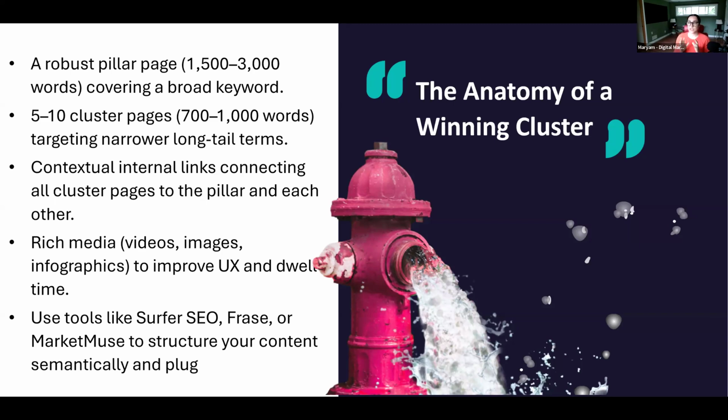The easiest platform you can use is Canva. Canva has this amazing AI feature that you can tell what you want your infographic to be about, give it your branding, your color set and your logo, and it will create a beautiful infographic for you. You can also use tools to create this content, basically breakdowns like Surfer SEO or Frase or Market Muse. They help you structure your content semantically and plug it into these pages.